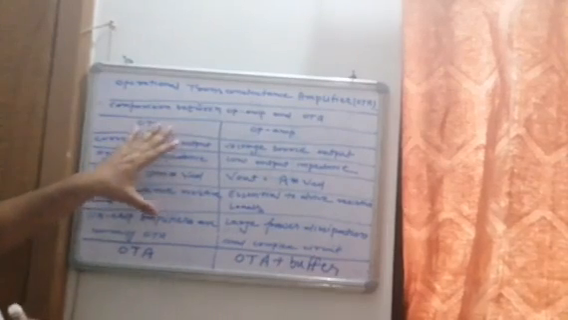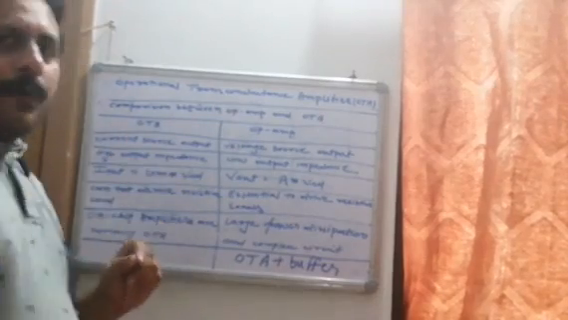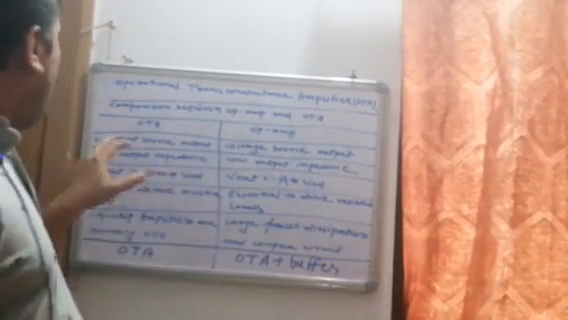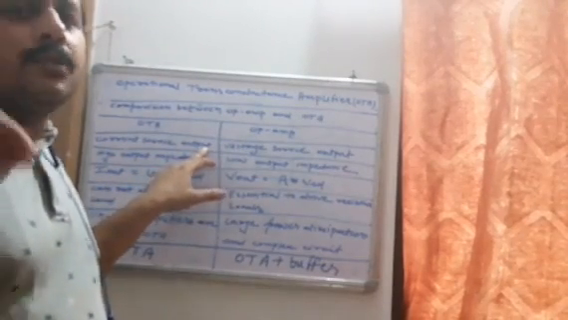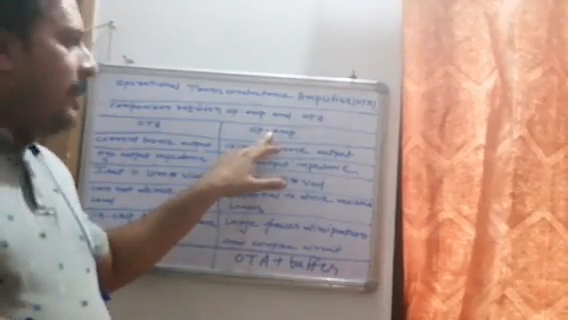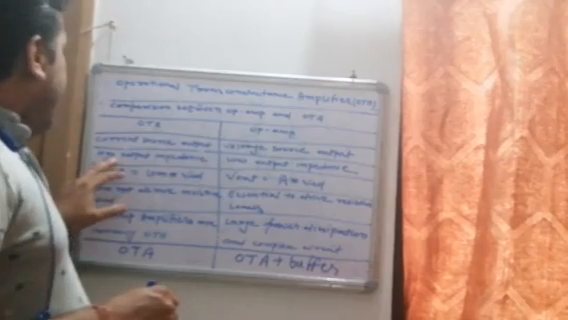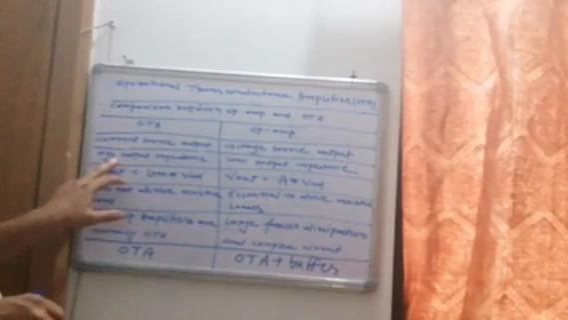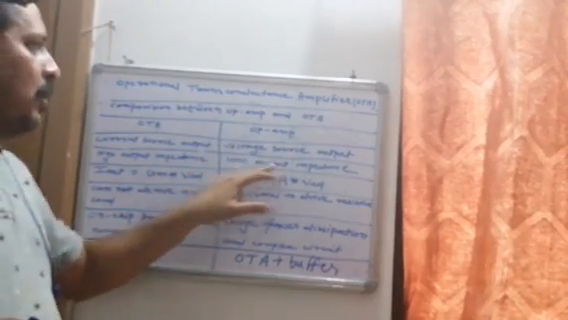See here, I've already written on board. This side we have written some features of OTA, and this side I have written some features of operational amplifier. As I discussed, the behavior of OTA is voltage controlled current source, so output behaves like a current source. On the other hand, in operational amplifier, output behaves like a voltage source. Second merit of OTA is it has high output impedance. On the other hand, operational amplifier has low output impedance.